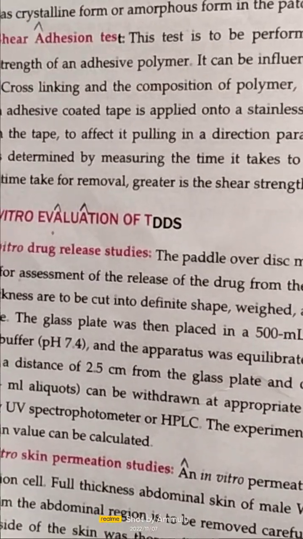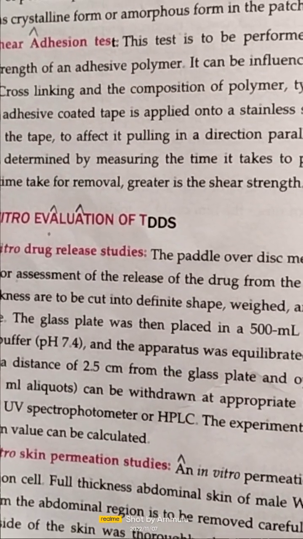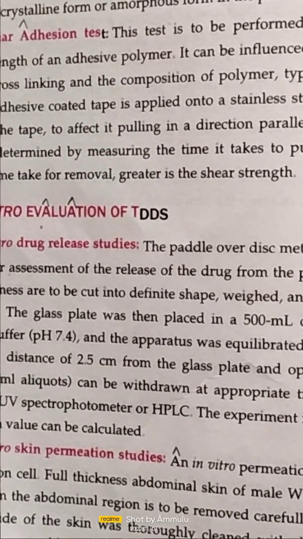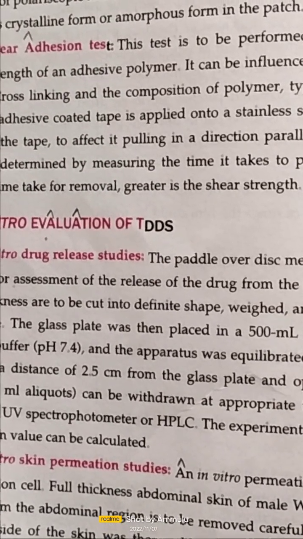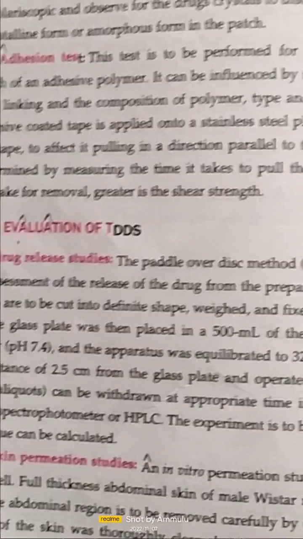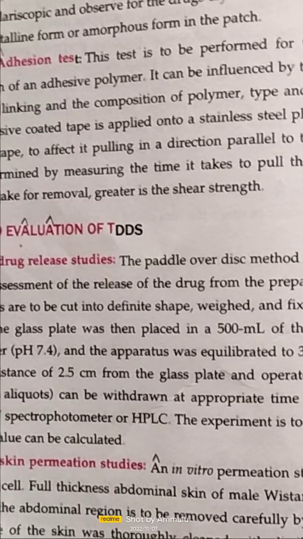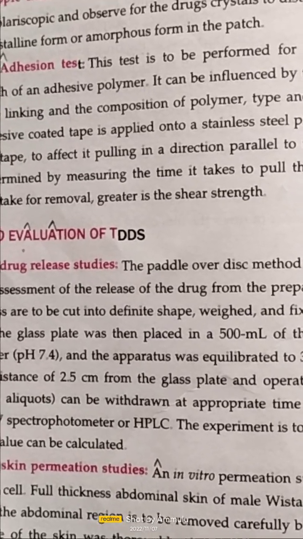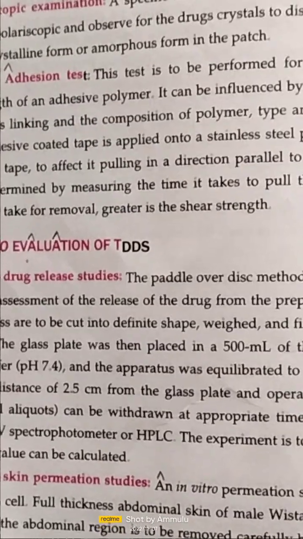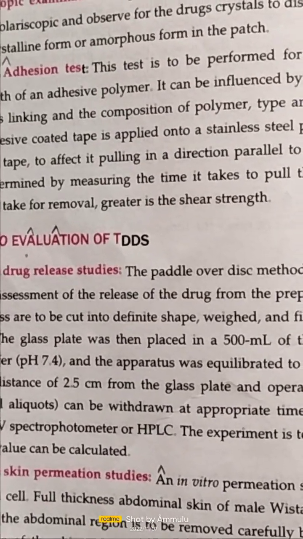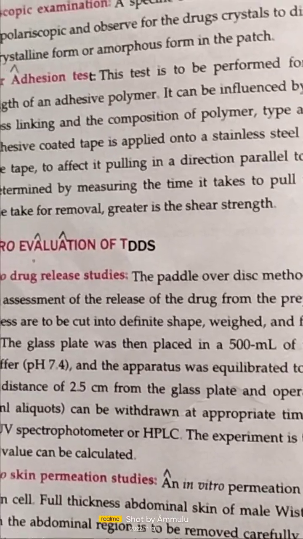After this process, the polaroscopic examination will be done. In this polaroscopic examination test, a specific surface area of the piece is kept on the object slide of the polaroscope and observed for drug crystals to distinguish whether the drug is present in crystalline or amorphous form. To determine the form of the patch, this process will be performed.